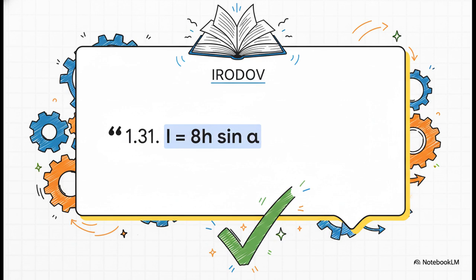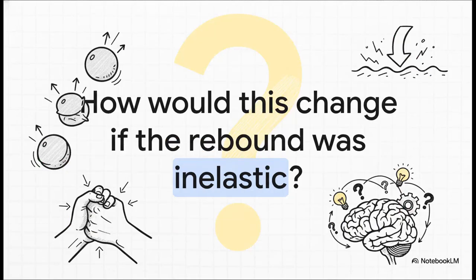Our logical process got us to the right answer. So we solved it. Awesome. But let's just think for a second. Our entire solution depended on two little words, elastic and smooth. What if the rebound wasn't perfect? What if some energy was lost, like a kind of dead bounce? Or what if there was friction on the plane? How would that change everything?